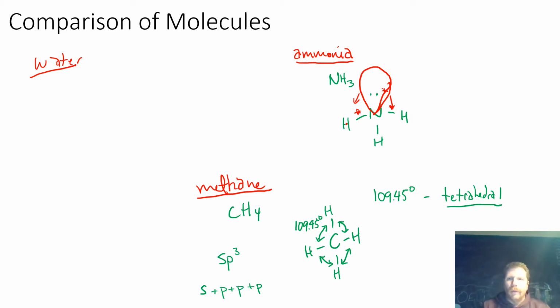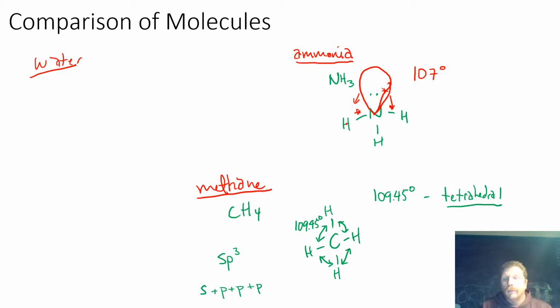Now, the bond angles between these hydrogens are approximately 107 degrees. So there is the same number of things surrounding the central atom, but what this lone pair of electrons is doing is exerting its force. It's pushing those electrons away. So we have a 107 degree bond angle measure there.